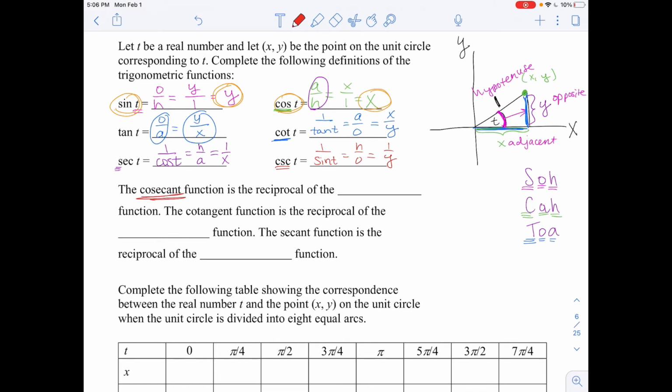The cosecant function is the reciprocal of the sine function. The cotangent function is the reciprocal of the tangent function like we said, and the secant function is the reciprocal of the cosine function.